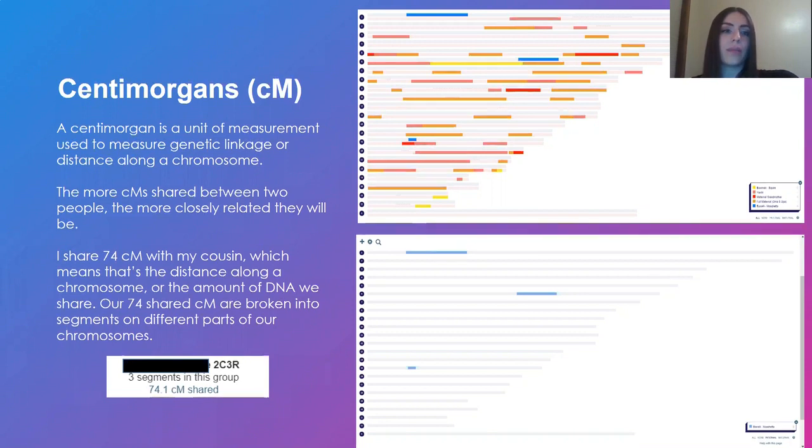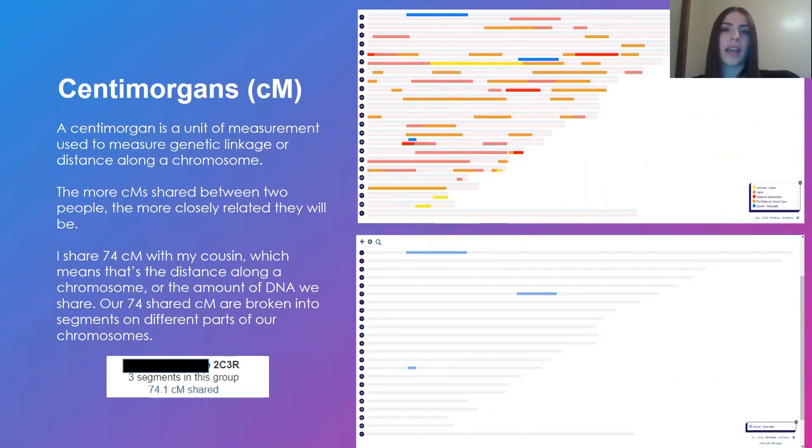So we're going to look at one of my cousins. I've blocked out her name for privacy, and we share 74 centimorgans. And I uploaded my DNA results to DNA Painter, which is a website that you can find online. And I believe that if you want to use this chromosome browser, which I'm going to be explaining, the first time you use it, it's free. But then if you want to keep making more of these charts for different people, then you have to pay.